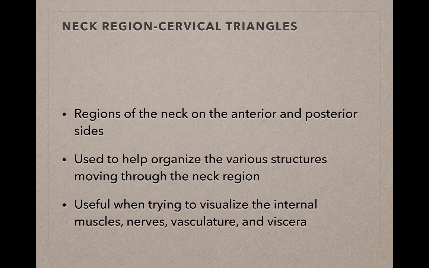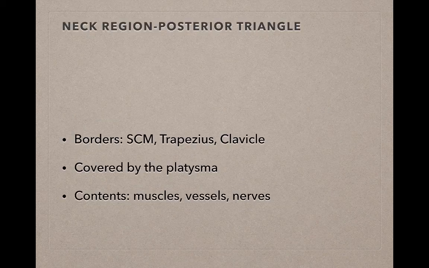So we can divide the regions of the neck into anterior and posterior triangles. These triangles are used to help organize the various structures that move through the neck region, and they're useful when trying to visualize the internal muscles and their positions to each other. Let's start with the posterior triangle. The borders of the posterior triangle are the sternocleidomastoid, the trapezius, and the clavicle. This section is covered superficially by the platysma, and the contents of the posterior triangle include muscles, vessels, and nerves.